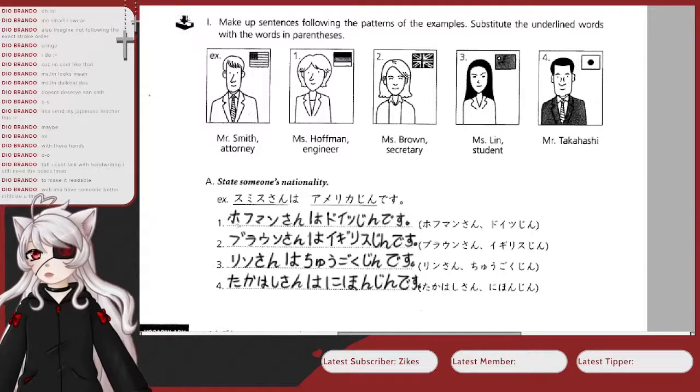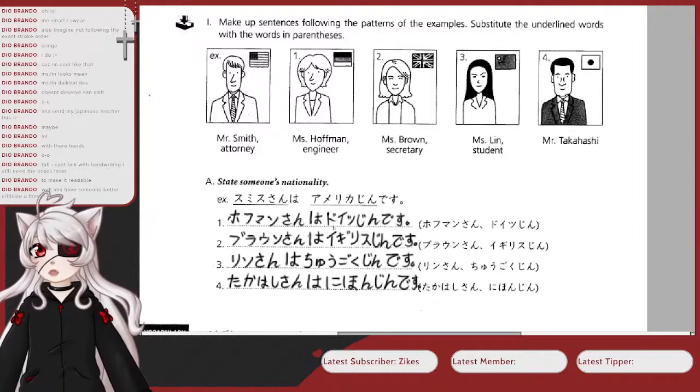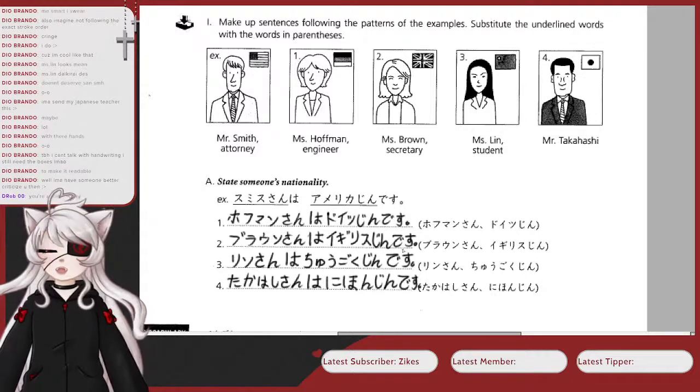So we have Hoffman-san wa Doitsu desu. Doitsujin desu. Brown-san wa Igirisujin desu.